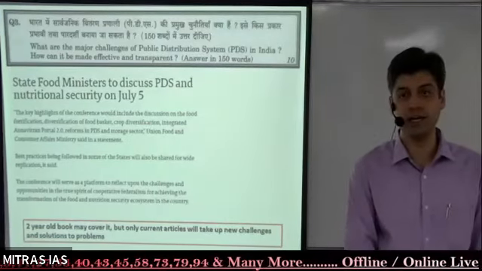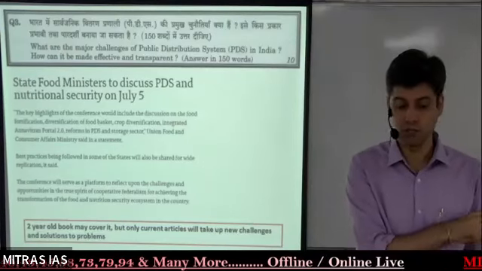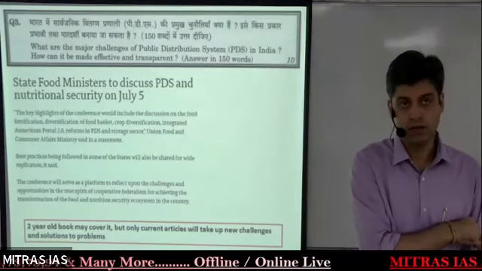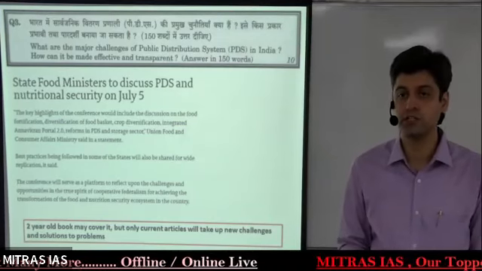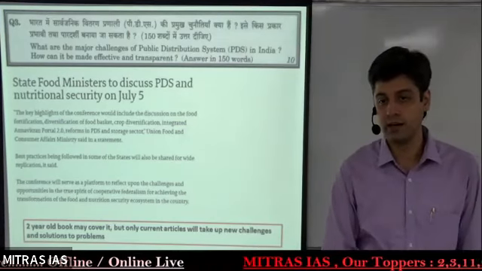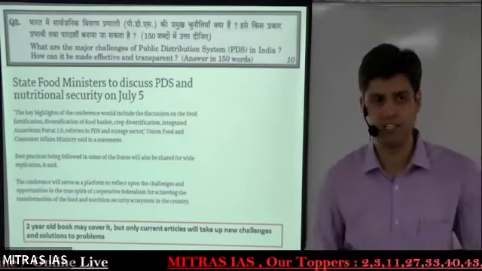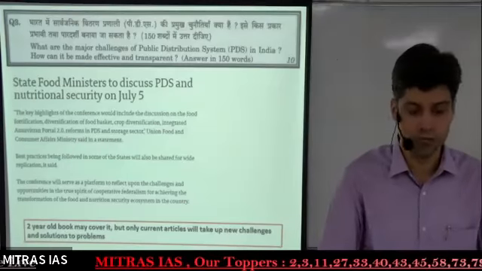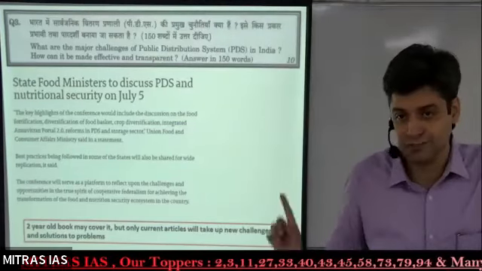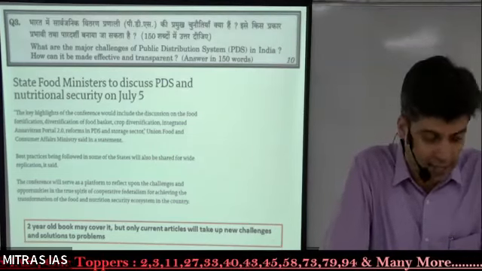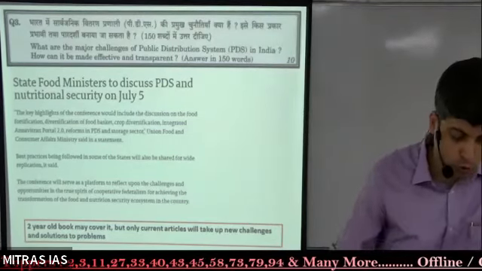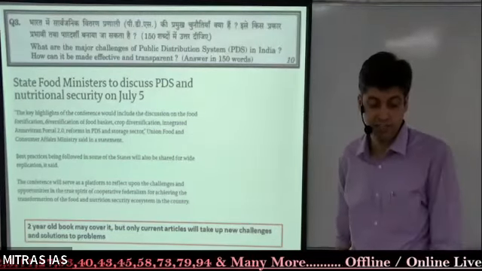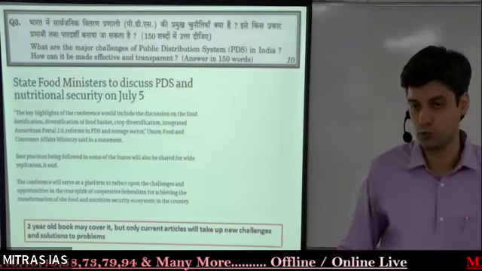So it won't be like the age-old issues which you mentioned, like lack of POS machines or Aadhaar linkage problem. This is conventional. If you write this, you'll still get 4 marks out of 10. But to get 6 marks, you have to add certain things like that. A 2-year-old book may cover it, but only current affairs will take up new challenges and solutions to problems.